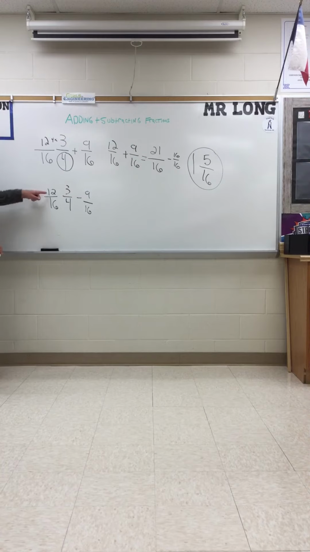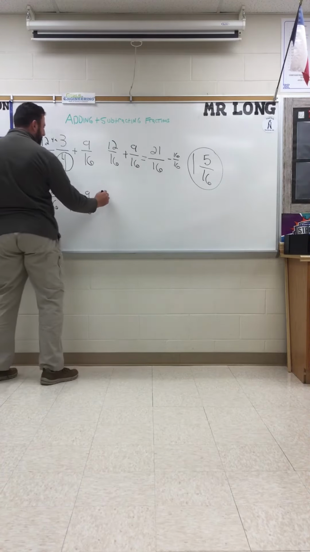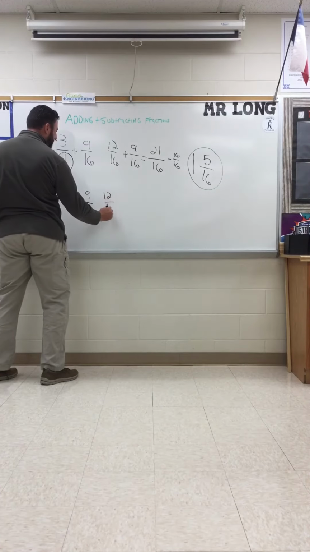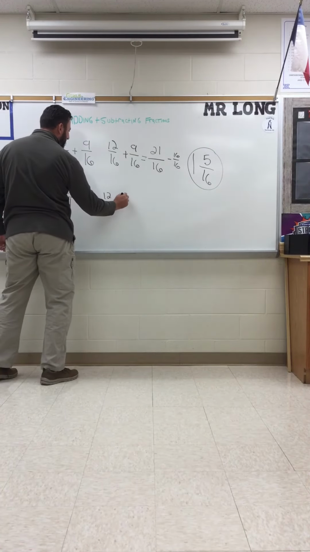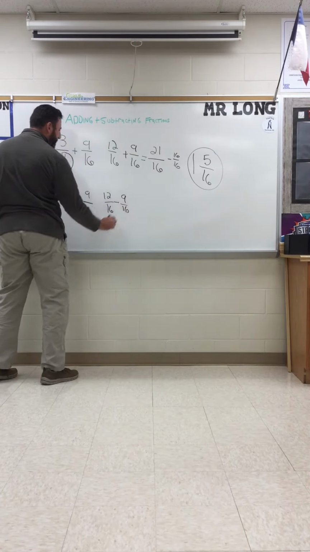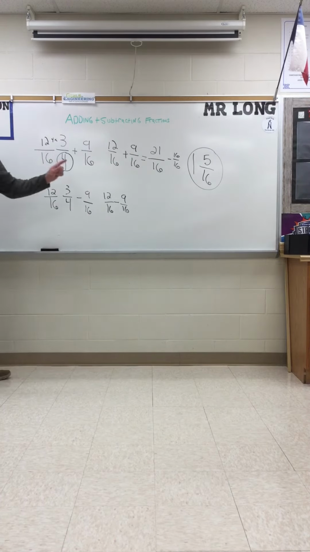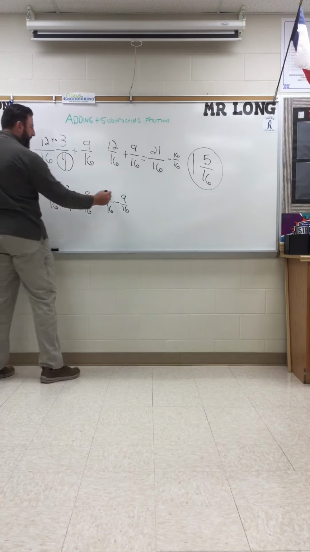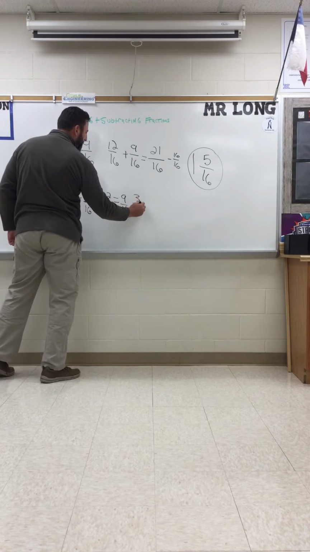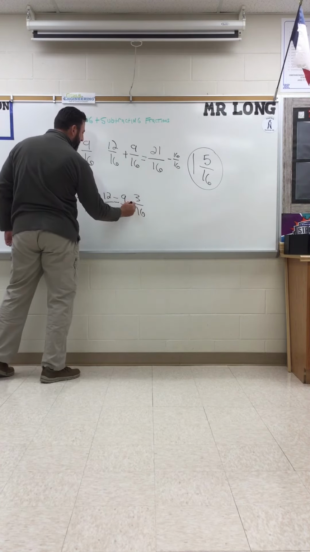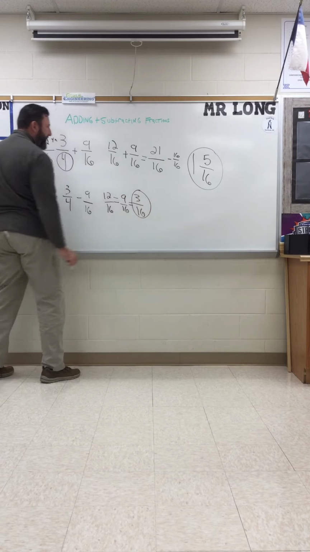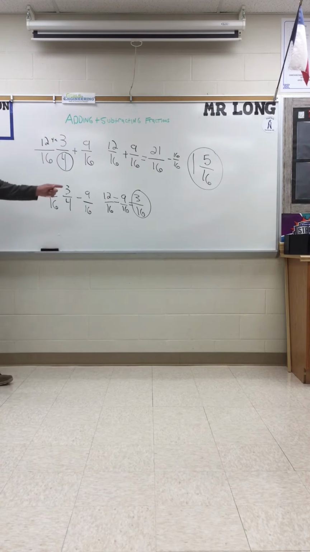Okay, so 12/16 minus 9/16. So you see how we rewrite the problem. Okay, and now we're only subtracting the numerators, right? So we're going to do 12 minus 9 is 3/16. So the final answer for the subtraction is going to be 3/16.